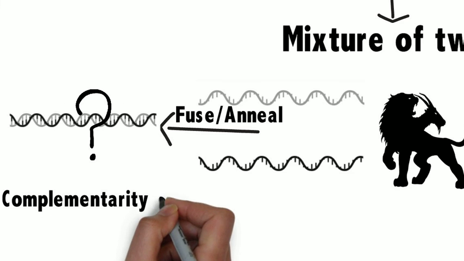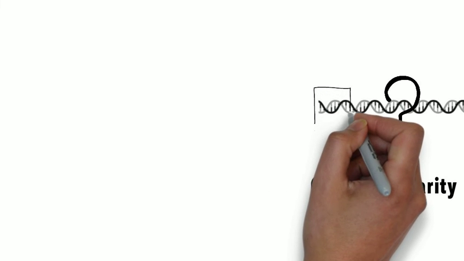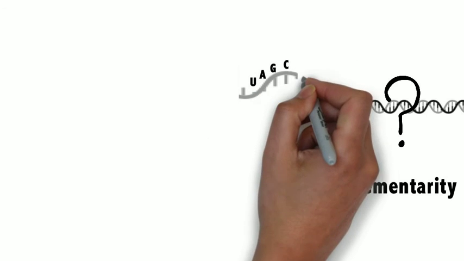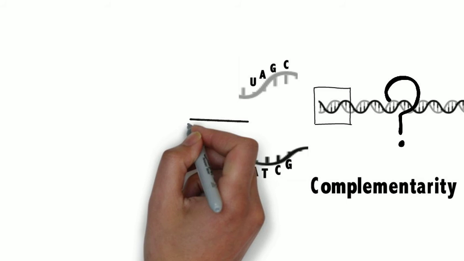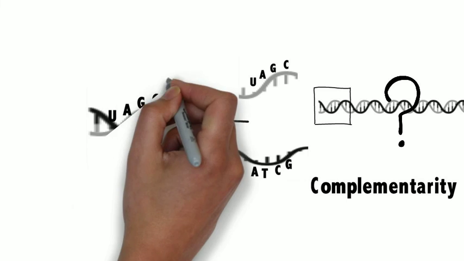Now, why does this annealing happen? This happens because of complementarity of bases. Now let's zoom into this small region of our hybrid molecule. So say the sequence of this nucleic acid is UAGC. So our designed probe will have a sequence of ATCG. This is complementary. When they find each other, they will hybridize and they will make our chimera.